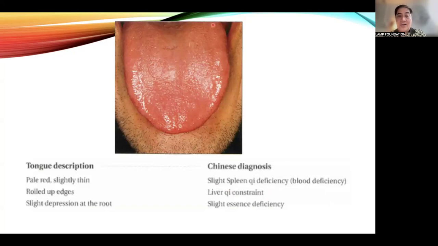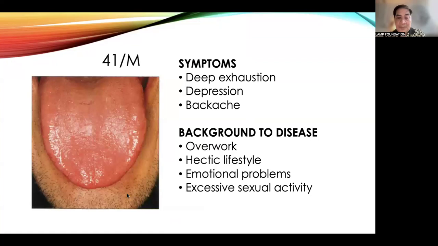But this is actually a combination of excess and deficiency, which is very common. Excess because we have liver qi constraint or liver qi stagnation. And then, usually ganun, di ba? Paulit-ulit lang. So the spleen is weak, no? Then the liver is qi stagnation. Ako naman usually, I would do the liver excess talaga for initial treatment.